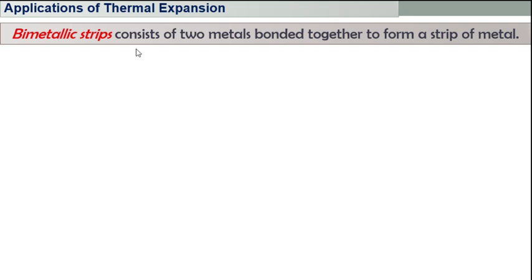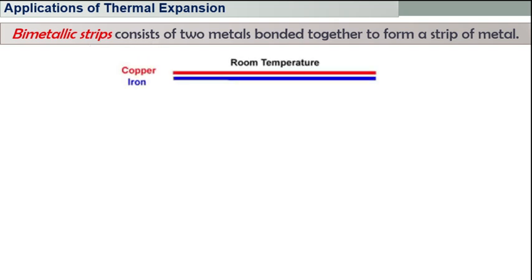Let us see some applications of thermal expansion. So thermal expansion is applied in the mechanism of bimetallic strips. So bimetallic strips are composed of two strips of metal that are bonded together.